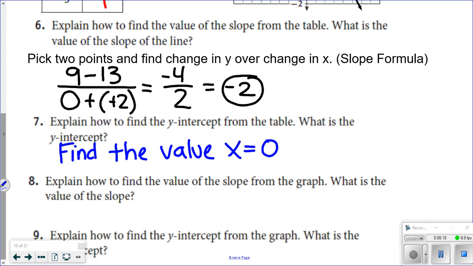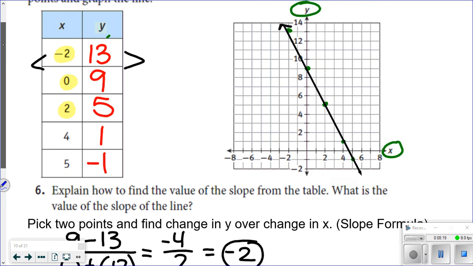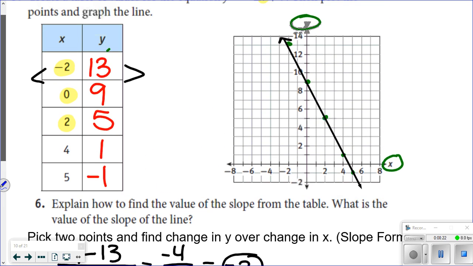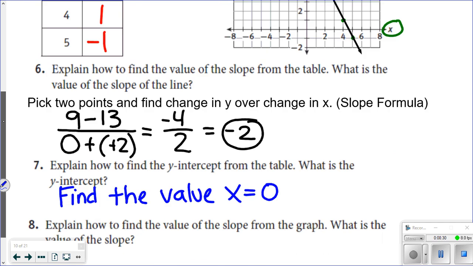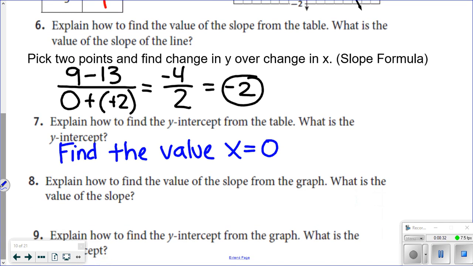So if I go back up, look at our x column, the first column. Here's where x equals 0, so this would be my y-intercept. What is it? It occurs at 0, 9. So my y-intercept is 0, 9. When x equals 0, that's my y-intercept, and it occurs at 0, 9.